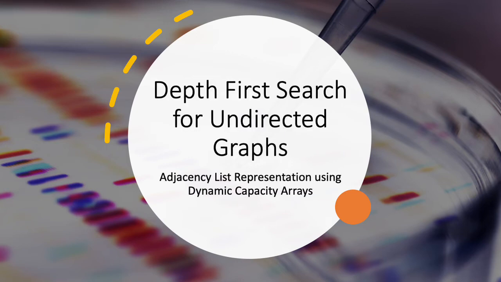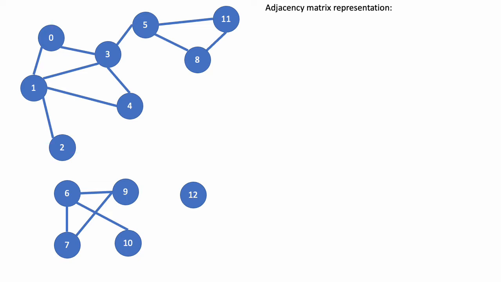Hi, in this video we discuss depth first search for undirected graphs, and we'll use an adjacency list representation using dynamic capacity arrays. Let's consider the graph from the left-hand side, and let's discuss which will be the adjacency matrix representation. Let's first look at the representation as a graph.